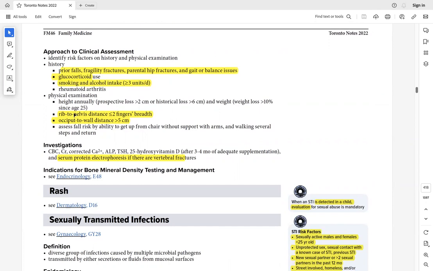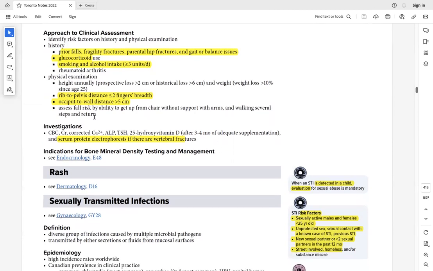Rib to pelvis distance less than or equal to 2 finger breadths, and occiput to wall distance more than 5 centimeters. It is measured on physical examination. They make the patient stand against the wall and measure the distance between the wall and the occiput. If it is more than 5 centimeters, it is osteoporosis. Similarly, they measure the rib to pelvis distance. They make a marking, then ask the patient to bend forward.